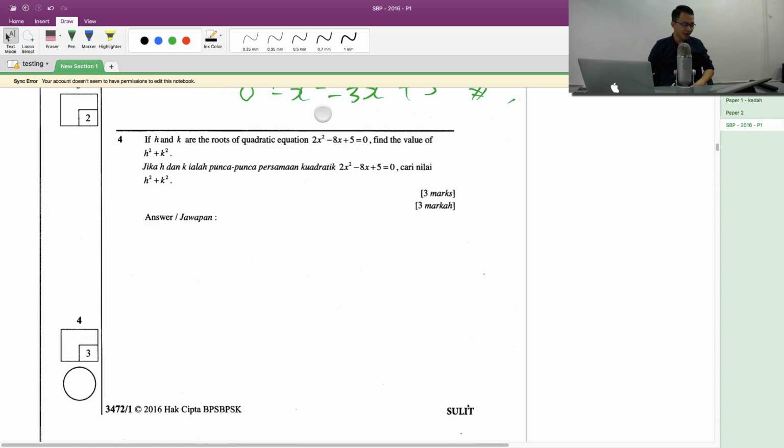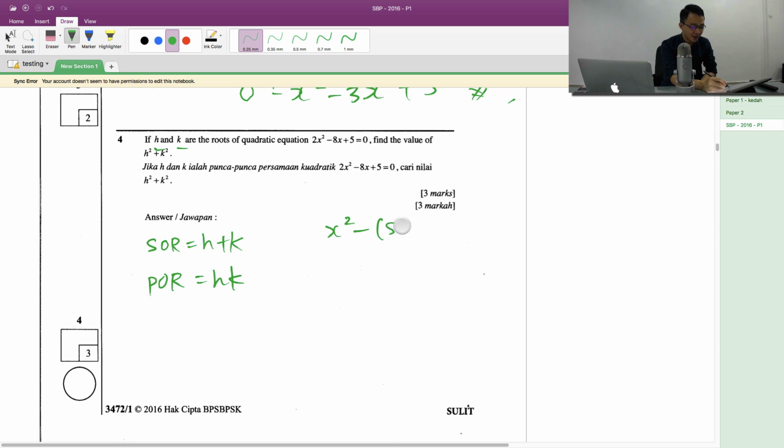So if h and k are the roots of the quadratic equation, find the value of h squared plus k squared. Right, so we have roots. Let's say the sum of roots is h plus k, and the product of roots is h multiply k, because h and k are the roots. If you understand this, you definitely know you have to use this formula.